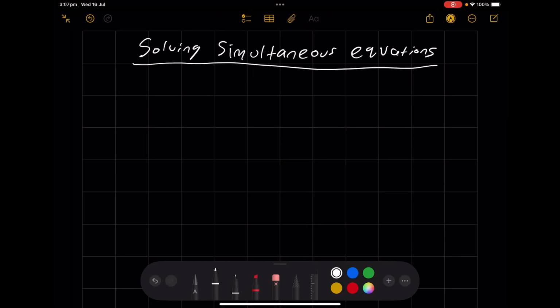Hello and welcome to this video on solving simultaneous equations. Hopefully by now you have learned how to do this using Desmos, doing it graphically and visually, but this video will show you a way of doing it algebraically on paper that you will be using in a lot of your questions and answering.